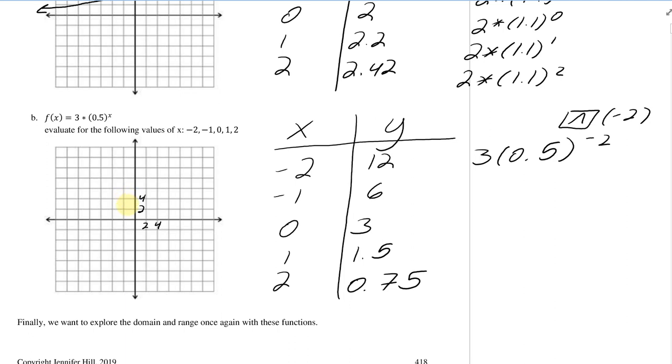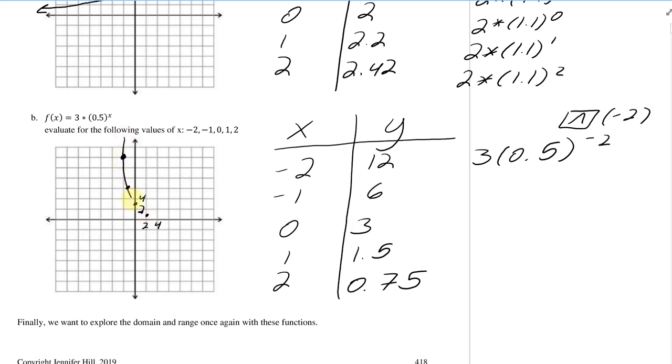So let's see, 2, 4, 6, 8, 10, 12. There's my first point. Then I've got -1, 2, 4, 6 right here. Then I have 0, 3, so I'll go to this point. 1 and 1.5, so somewhere around there. And then finally 2 and 0.75, so it'll look something like this.